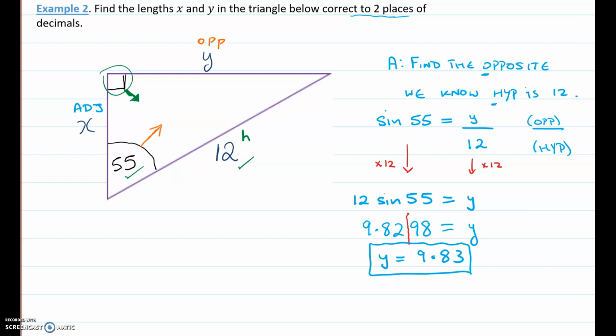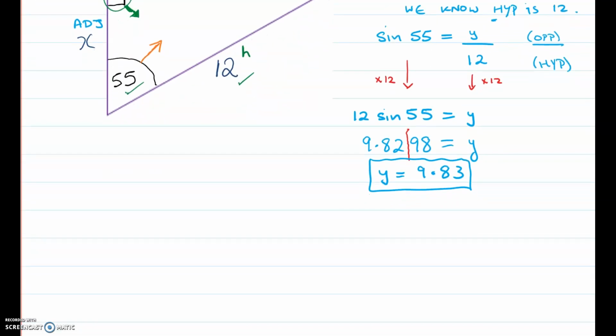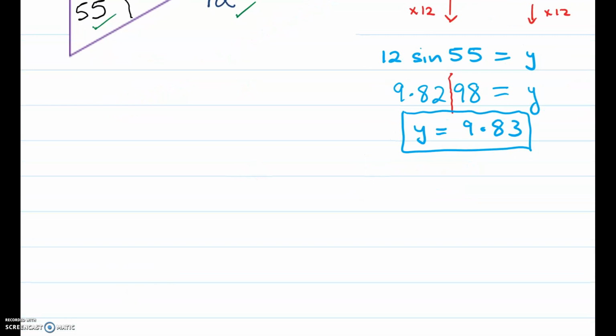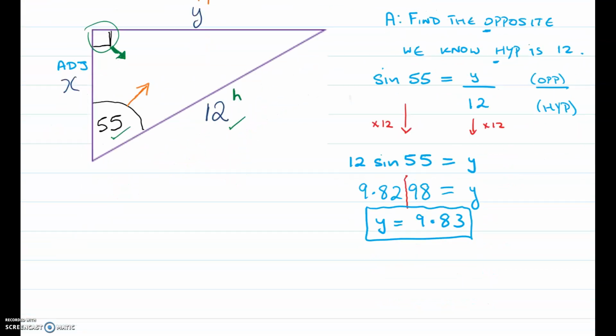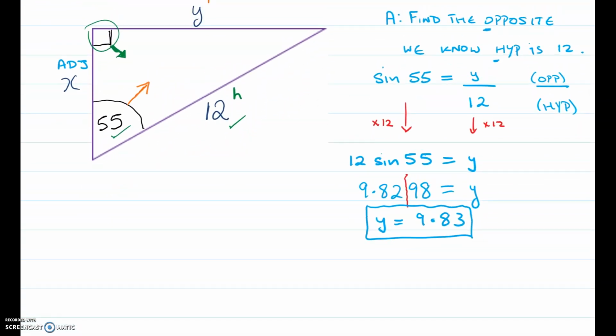So that's the first missing side. Now you have a choice. You can use Pythagoras' theorem, because you know this is 12, and you know this is 12 sine 55, or 9.8298, and you can use Pythagoras' theorem to find the third side, but we're actually going to use another trigonometric ratio. This is part B, because we called the first one A.